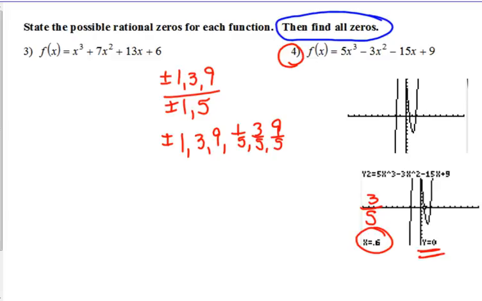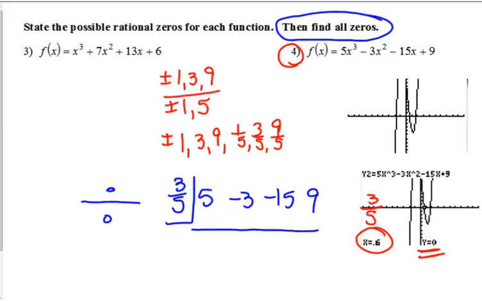Divide! Okay. We're going to divide. We're going to do 3/5 or 0.6. It doesn't matter. 5, -3, -15, 9. This is not as bad as it looks, guys. It's not as bad as it looks. 3/5 times 5, added is 0. 0 times 3/5 is 0. -15 times 3/5. Last one you've got to do, guess what it should be? -9, so that it comes out 0.